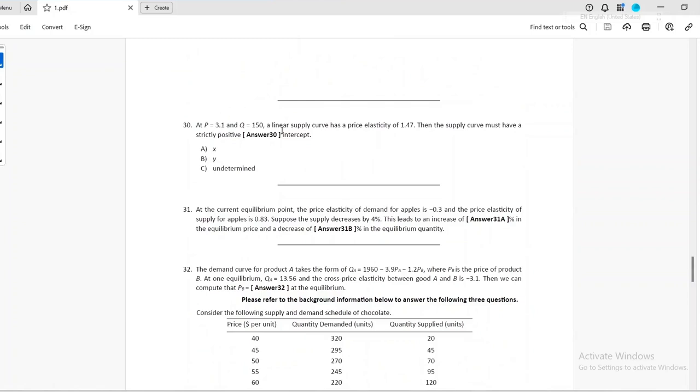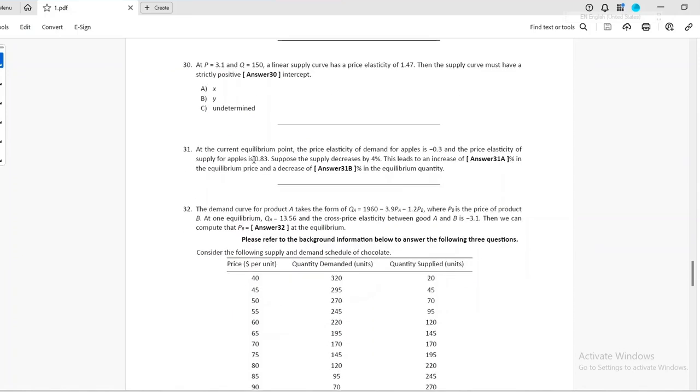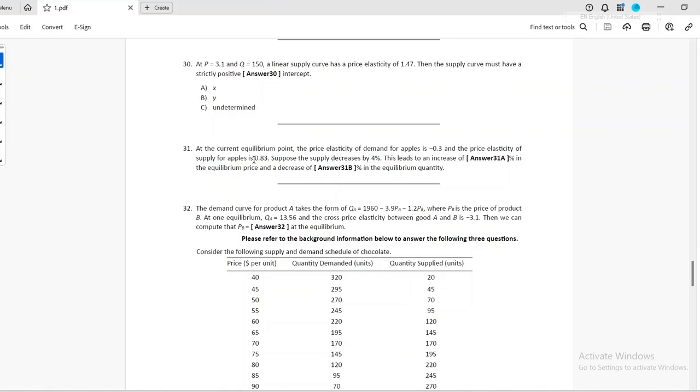We are given P, Q, and price elasticity of supply, and the supply curve must have strictly positive y-intercept. Why? Because the price elasticity is greater than 1, which means the supply curve is elastic. Okay, so the supply curve should have the positive y-intercept. All right, now let's move on to the next question.